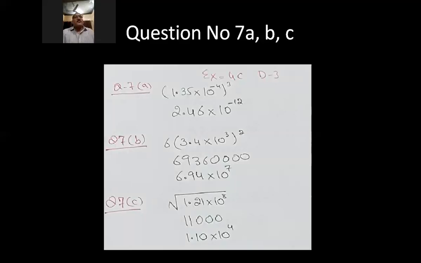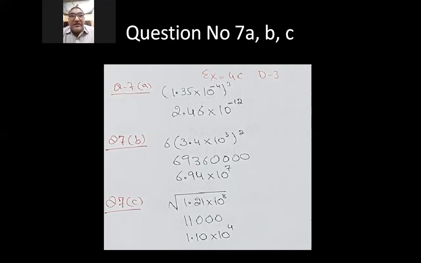It says bracket start 1.35 times 10 power minus 4 bracket close, raised to power 3. So that cube applies to both of these. This is also for 1.35, and this is also for 10 raised to power minus 4. So 1.35 multiplied by 1.35 multiplied by 1.35 gives you 2.46. And for the 10 raised to power, the power of the power multiplies with each other, so here you will get minus 12. So this is how you will solve this question.